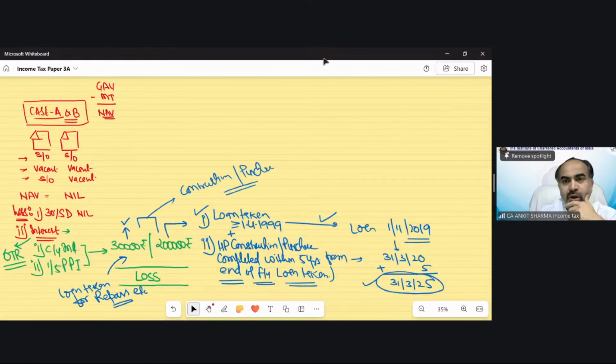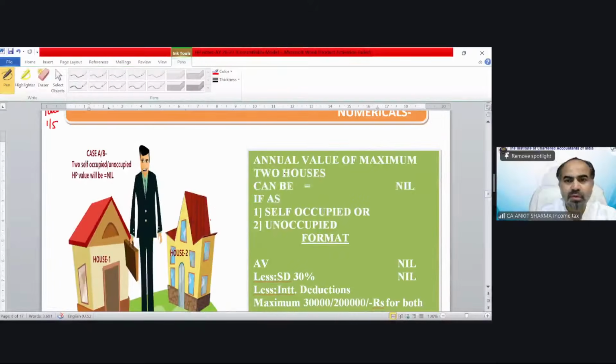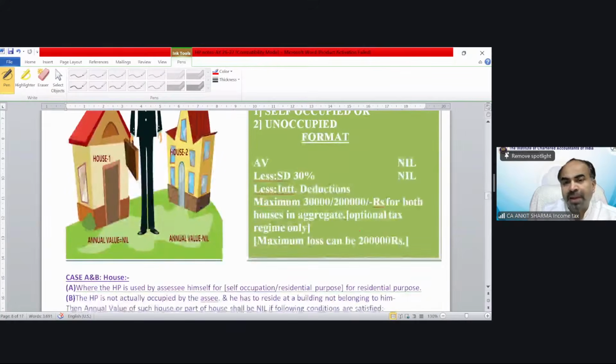Okay. So now let us discuss this concept with the help of provisions. So this is case A and B we are discussing. You can see that annual value of maximum 2 houses can be nil. If self-occupied or vacant, the format would be like this. Annual value directly would be nil. 30% deduction would be nil. Interest deduction maximum 30,000 or 2 lakh rupees for both houses in aggregate. Optional tax regime only. That means maximum loss can be 2 lakh. It cannot exceed 2 lakh.